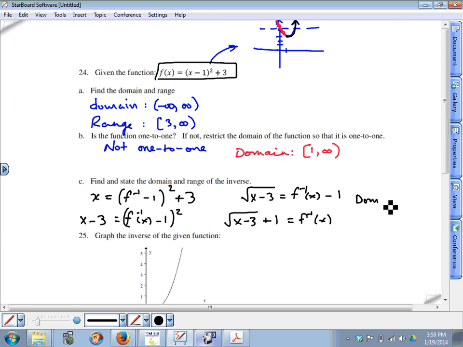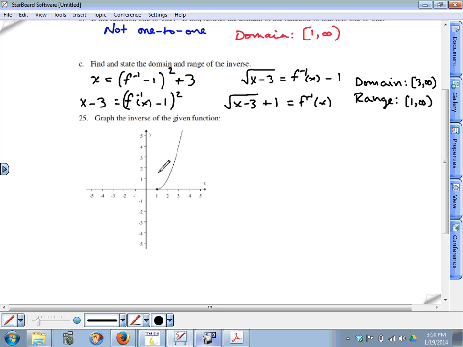Now, the domain and range of an inverse are the opposite of the domain and range of the original function. Now, we're not considering this domain anymore, we're considering this restricted domain. The restricted domain of the original function becomes the range of the inverse, and then the range of the original function becomes the domain of the inverse.